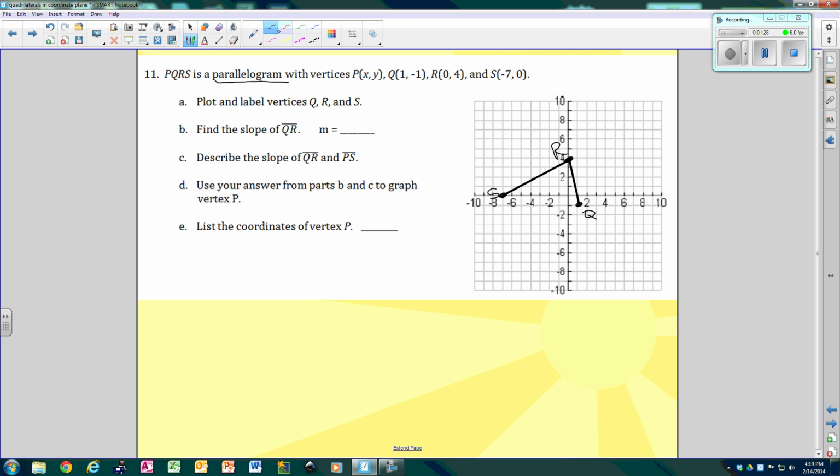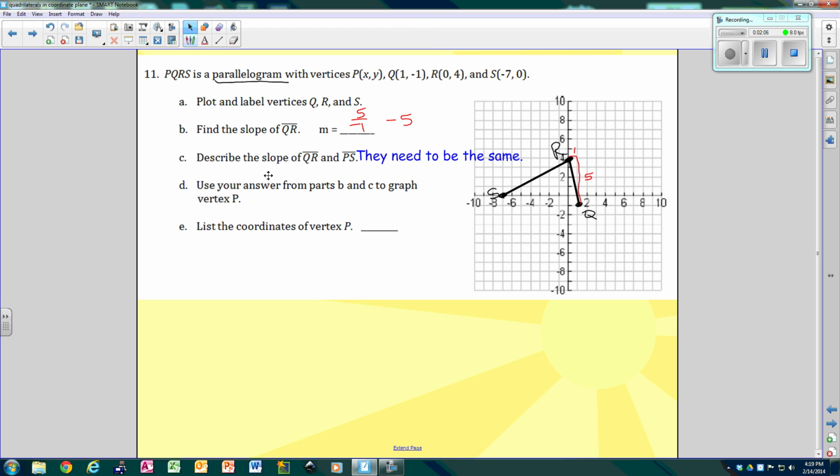All right, so let's make our little right triangle, that imaginary one. So we're going to go up 5 and over 1. So the slope would be to rise 5 and go backwards 1. So the slope would be negative 5. Okay? So now, describe the slope of QR and PS. Well, QR is 5 over 1, so then PS has to be the same. So describe the slope, then I would say that they need to be the same.